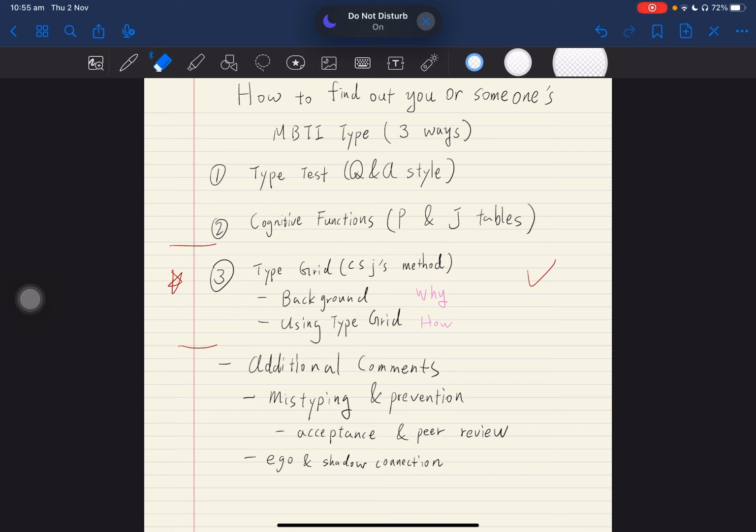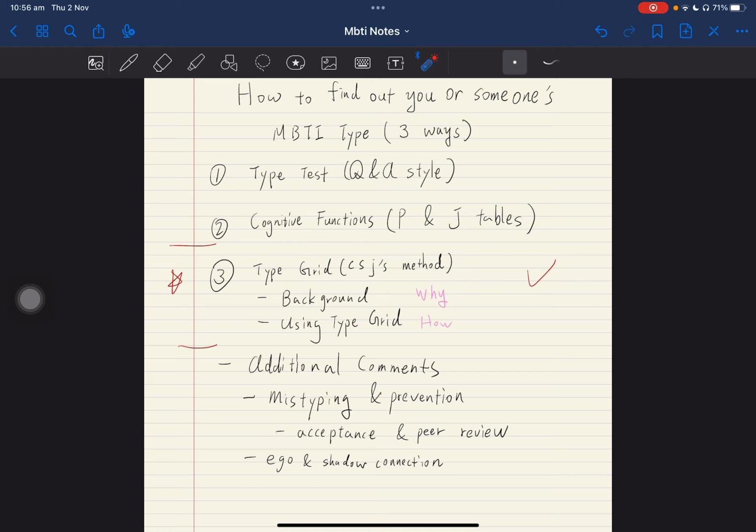Welcome. So today we are continuing from last episode, which is about how to type someone else, and today we are doing the CSJ Type Grid. I still think it's going to be too long, so I will leave the additional comments for next time.